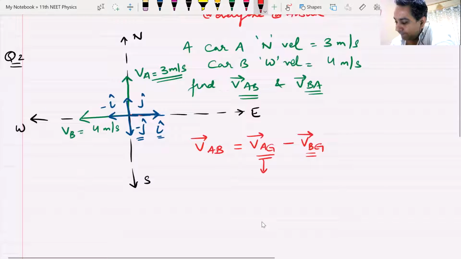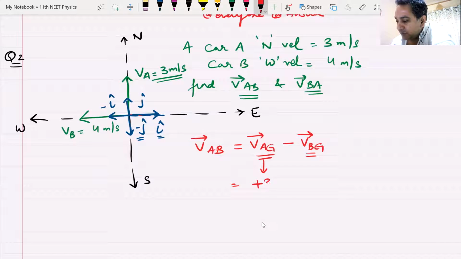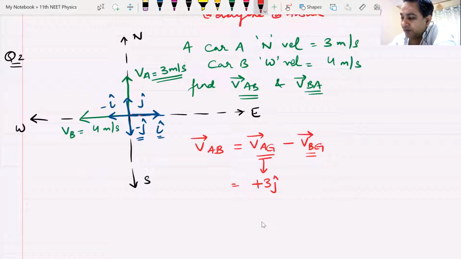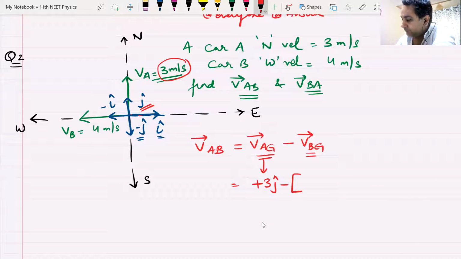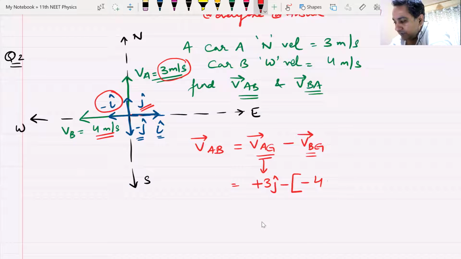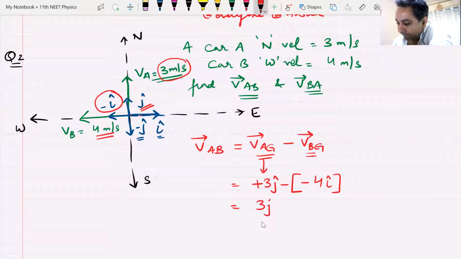Sir, it's plus 3j. Plus 3j, because it is 3 meter per second along positive j. Okay. Minus of what? Minus of 4i, because it is 4 along minus i. So it is minus 4i. So what do I get from here? Sir, it's 3j plus 4i. It's better to write it in this fashion: 4i plus 3j. Well done, Niharika.